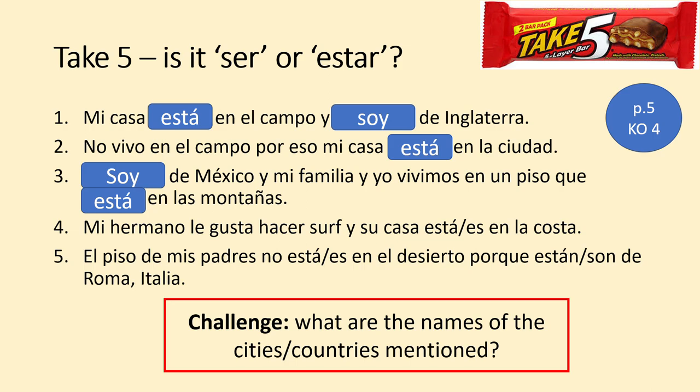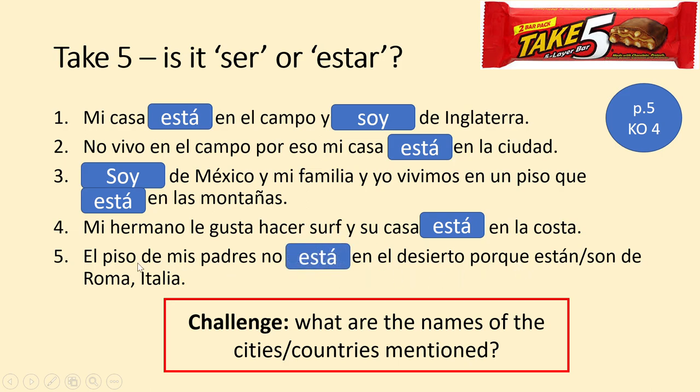Number four, a mi hermano le gusta hacer surf. Y su casa está en la costa. Can we find the location in sentence number four? Yes, we can. It's at the end, la costa, so it's going to be está again. Number five, el piso de mis padres, my parents' flat. No está, no es en el desierto, porque son de Roma. Okay, let's focus on the first bit. Can we find a location? Yes, we can. Desierto, so it's going to be está.